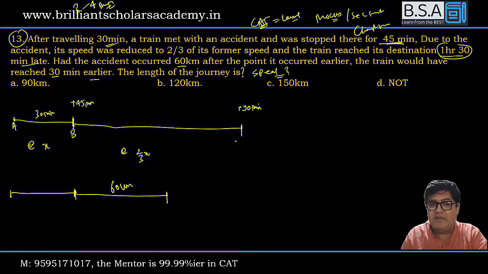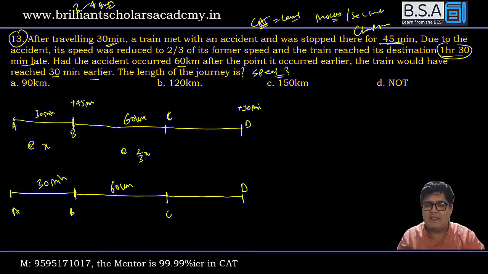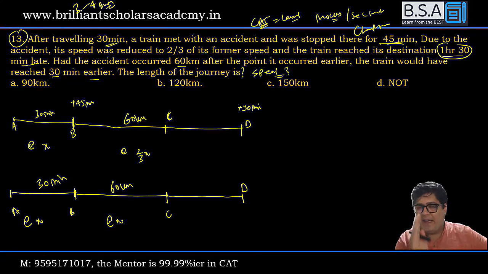Please observe the difference. The first indication is minutes. The second indication of the fault is kilometers. This is A, this is B. I am naming this point C. Then the train proceeds and reaches destination D. So I'm imagining a point C on the track at 60 kilometers from B, just as a comparison. Here, the initial speed is x. Everything is fine till point C. And now the speed becomes 2 by 3x.